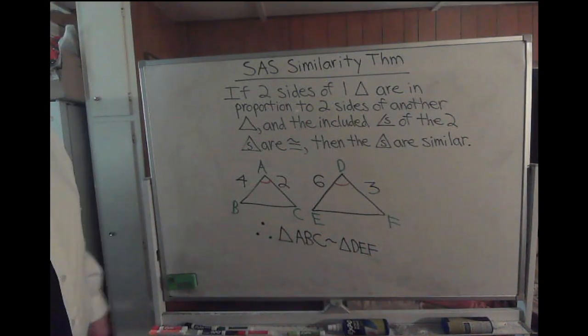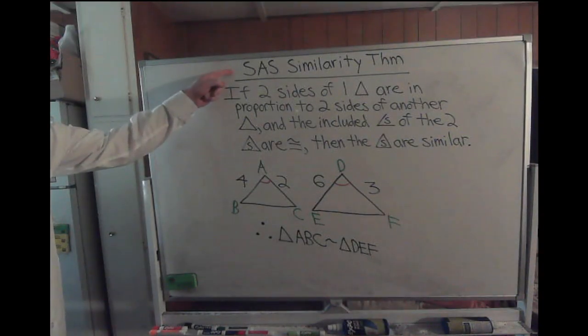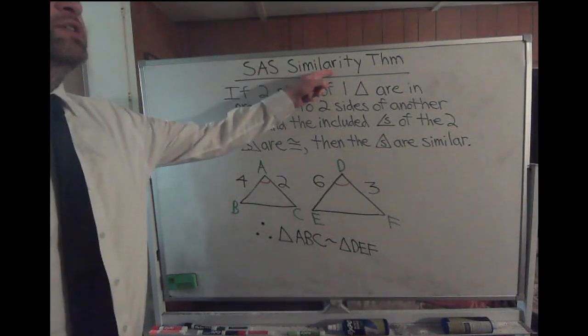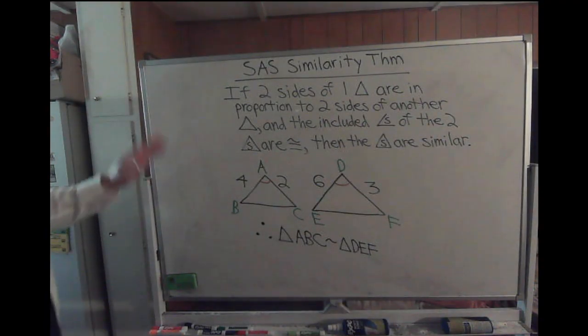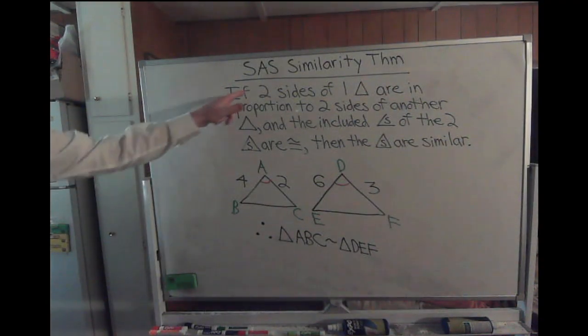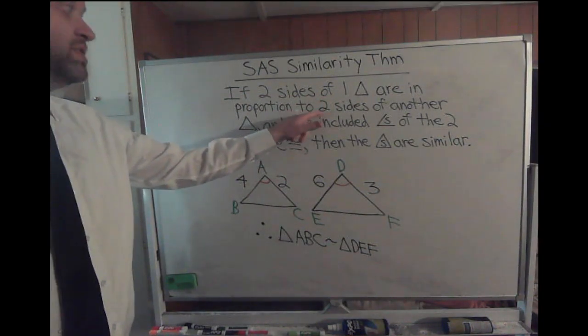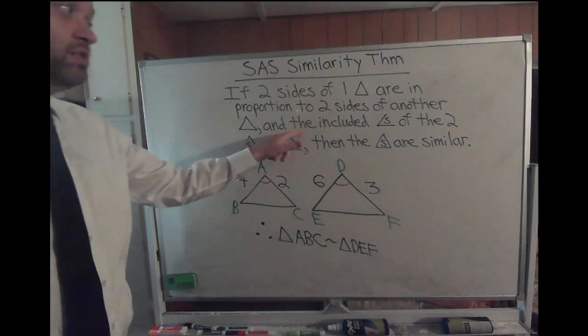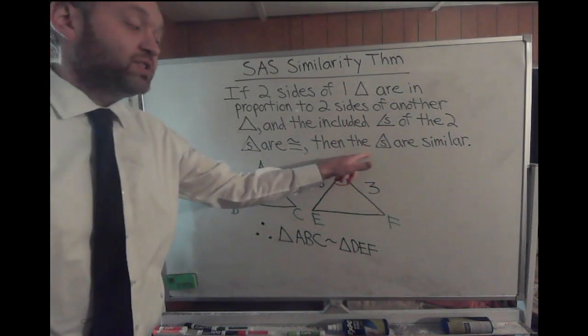So today we're going to continue on with similar triangles, and we have two new theorems for similar triangles. The first one here is the side angle side similarity theorem, otherwise known as the SAS Similarity Theorem. This theorem states that if two sides of one triangle are in proportion to two sides of another triangle, and the included angles of the two triangles are congruent, then the triangles are similar.